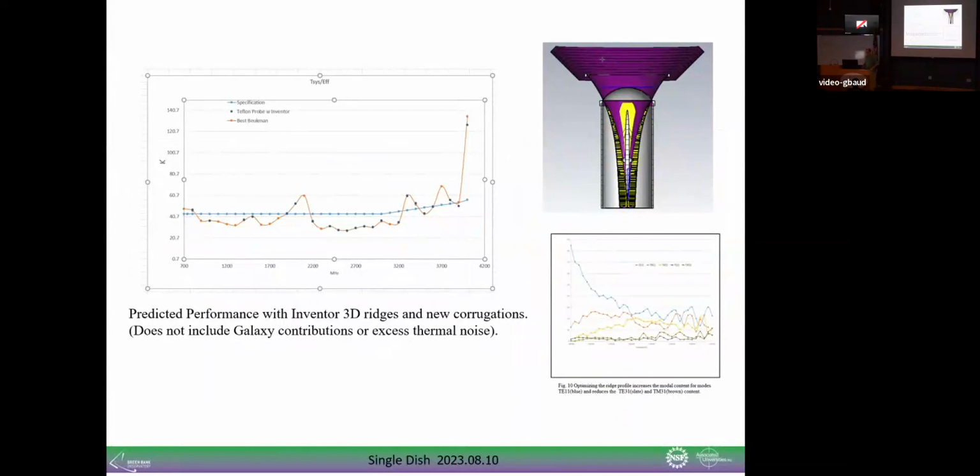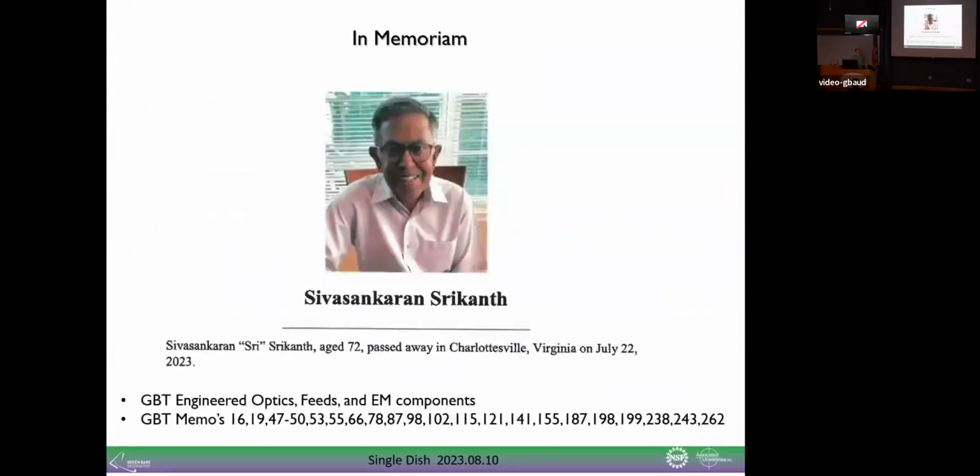So that's kind of a wrap of all the receiver design. One thing I want to mention: every aspect of the GBT that I've talked about, the optics, the EM components, the feed, was all designed by Sivasankaran Srikanth. He passed away just last month.